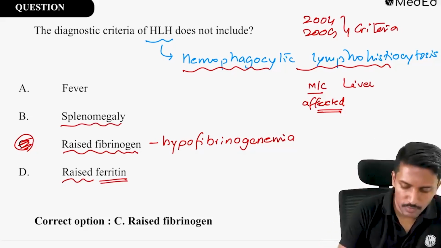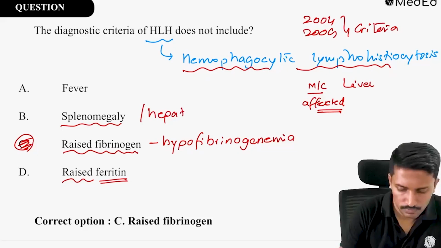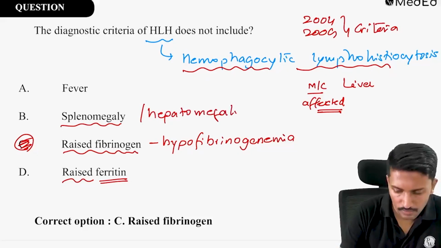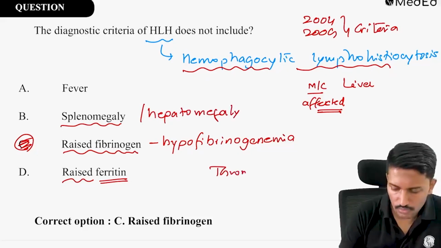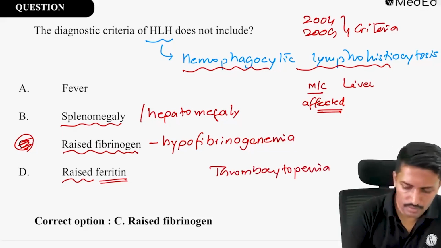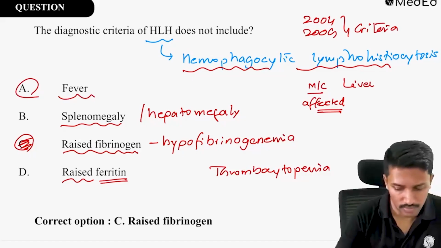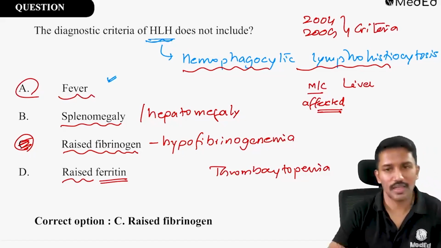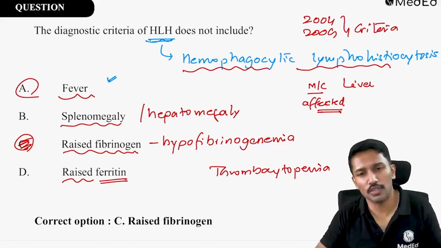Apart from that, you will have splenomegaly, you can have hepatomegaly, okay, you can have thrombocytopenias, okay, and fever is the most common complaint. Many a times this HLH happens as a secondary complication to infections.